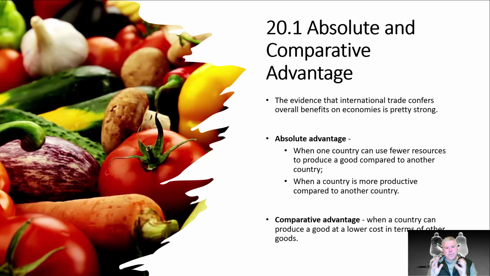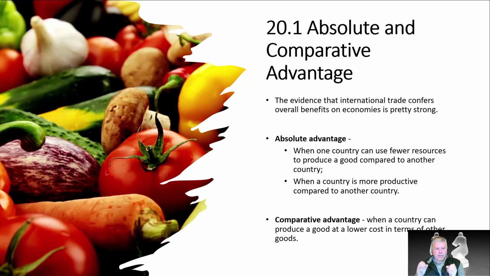Circling all the way back to Adam Smith, we're going to talk a little bit about absolute advantage, comparative advantage, and how those two offset each other at the macro level. There's evidence, and the evidence is fairly strong, that international trade confers benefits on economies in the overall setting. At the micro level, so at the firm level, the household level, there are situations where international trade really can cause significant issues.